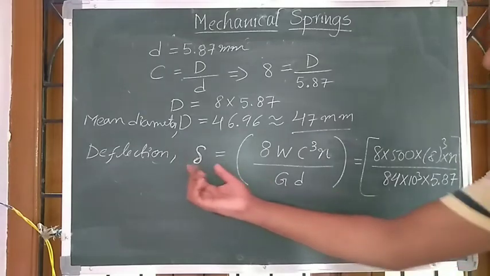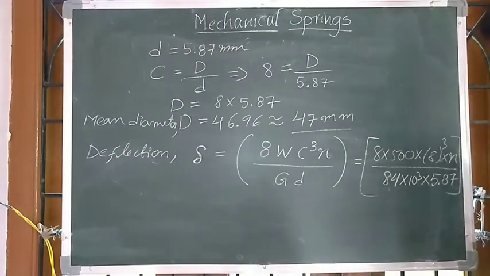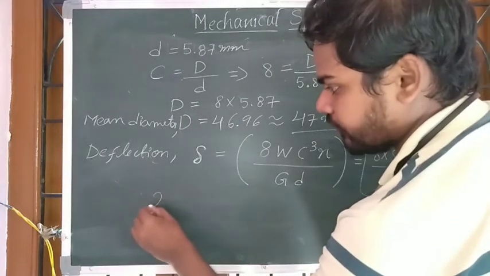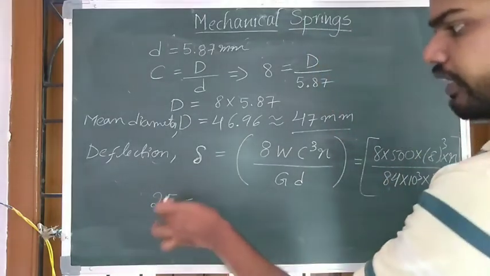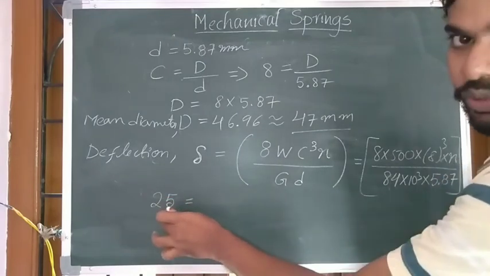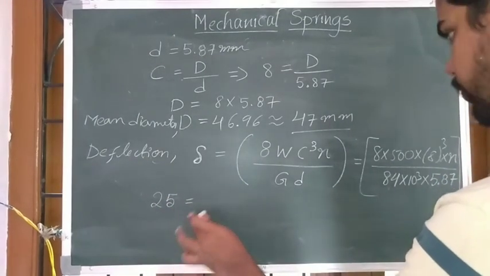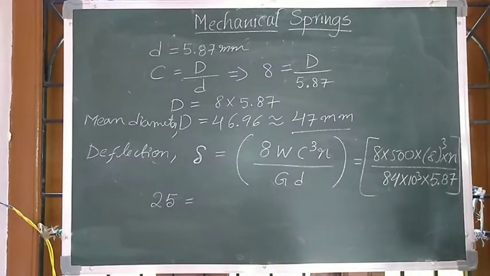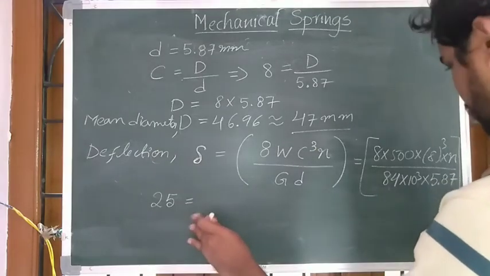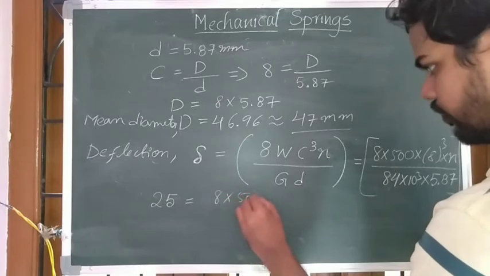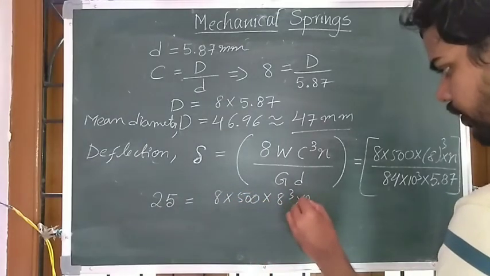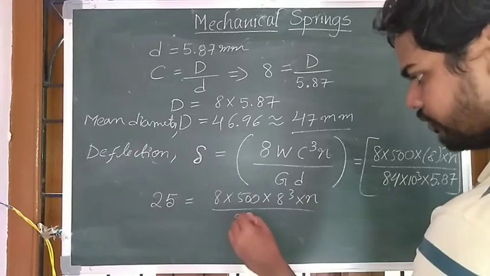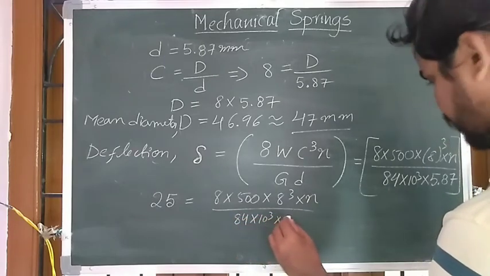So to find it out, they gave this expression. Delta is already given to us. What is the deflection? 25 mm. So delta is equal to 25 mm according to the question. So 25 is equal to this expression. Now it becomes 8 into 500 into 8 cube into n divided by 84 into 10 cube, the modulus of rigidity, into 5.87.